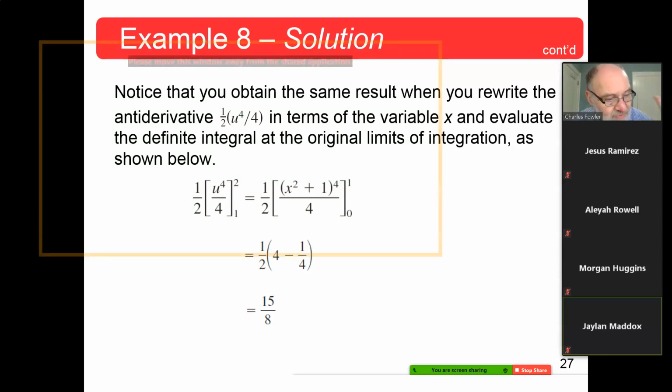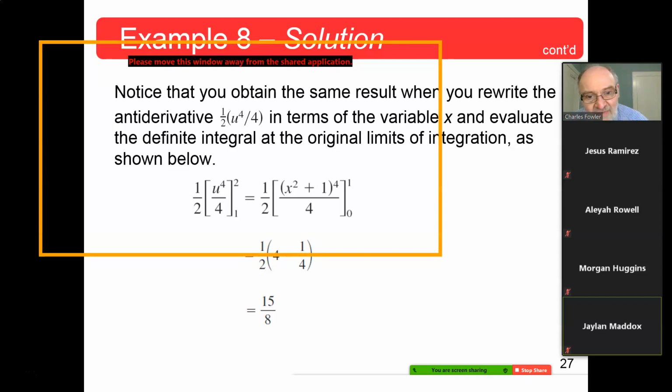They showed you 2 ways you can do it. I find it easier to change the limits, but if you like to keep the x's and go back to x, that'll be fine too. Any questions?